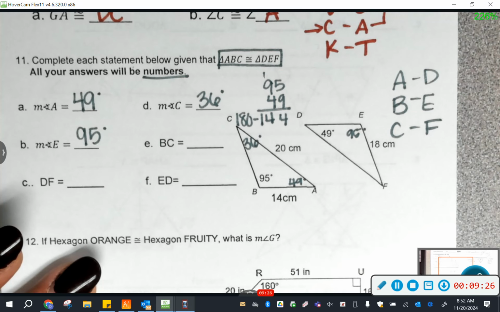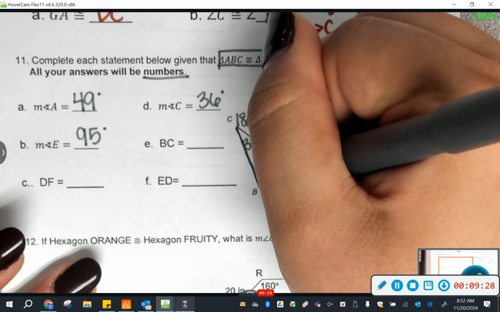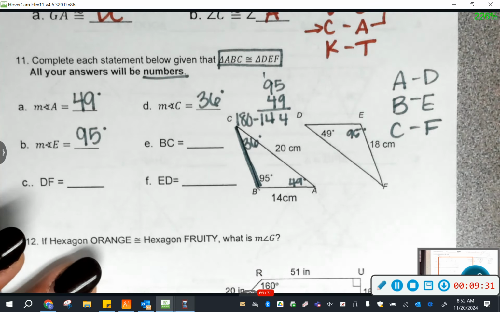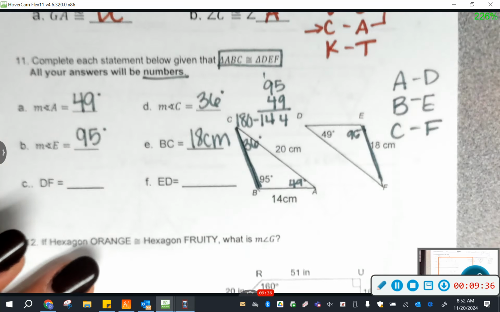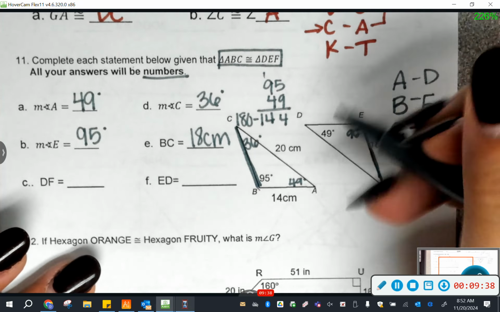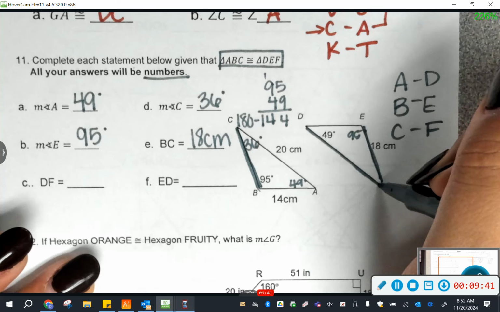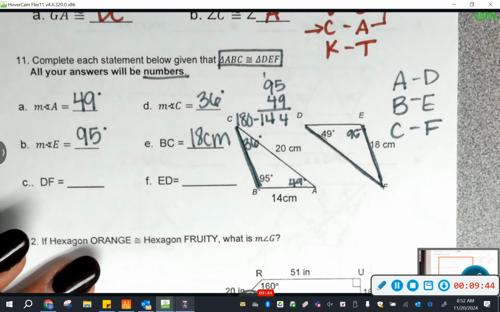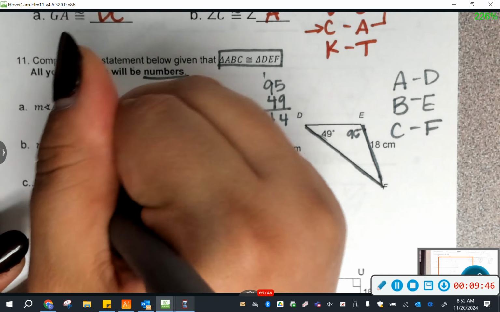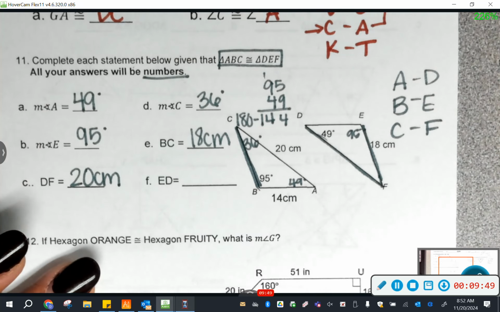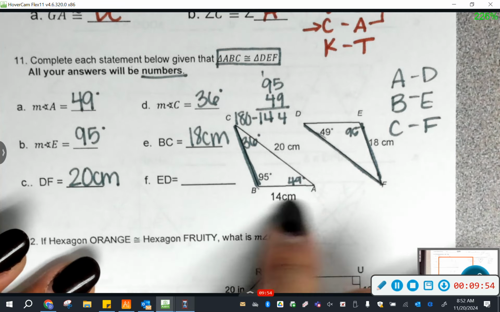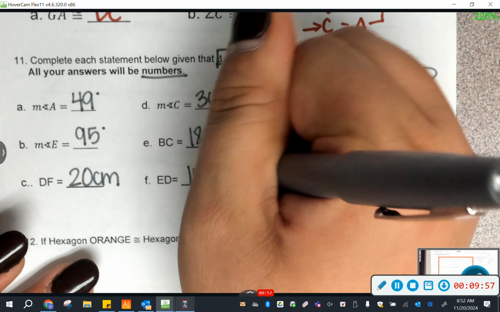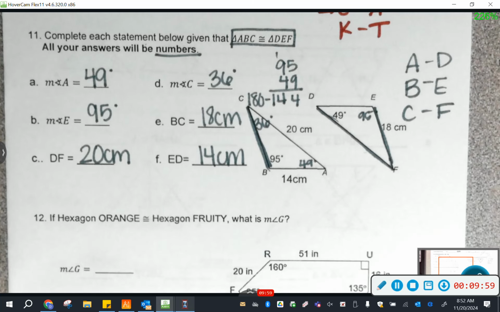How do I find the outsides? What's the same as BC? EF. What's EF? 18 centimeters. What's the same as DF, the long one? Which is 20. And last but not least, what's the same as ED, the little short one? 14. Again, write this down, please.